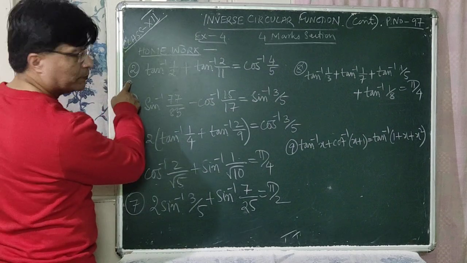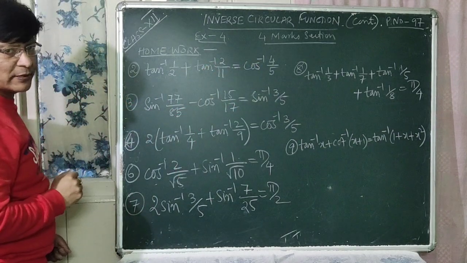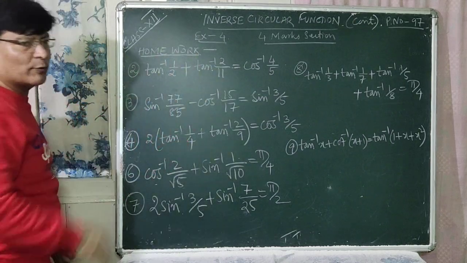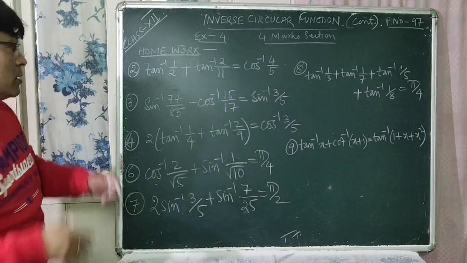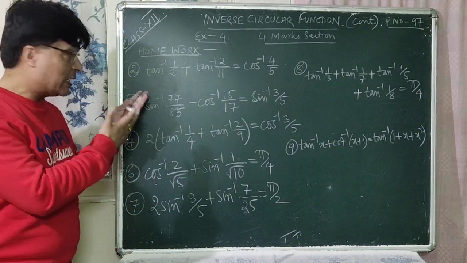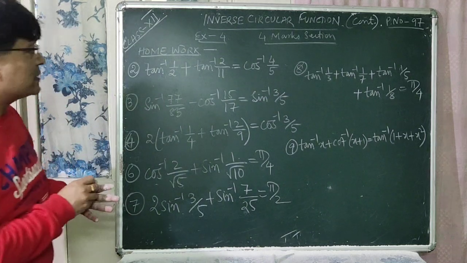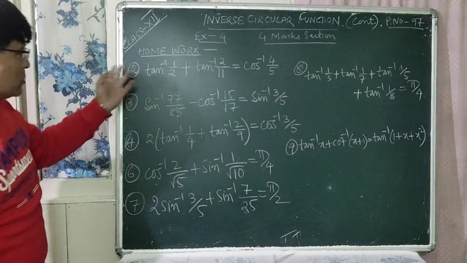In question number 2, tan inverse half plus tan inverse 2 by 11 is equal to cos inverse 4 by 5 is there. Okay. So write down LHS, tan inverse x plus tan inverse y. Use the formula of tan inverse x plus tan inverse y. You know that tan inverse x plus y upon 1 minus xy. Simplify it. Using x is equal to half and y is equal to 2 by 11, you will get in terms of tan inverse. Then convert that tan inverse in terms of cos inverse. You know how to convert it, right? So this is number 2.